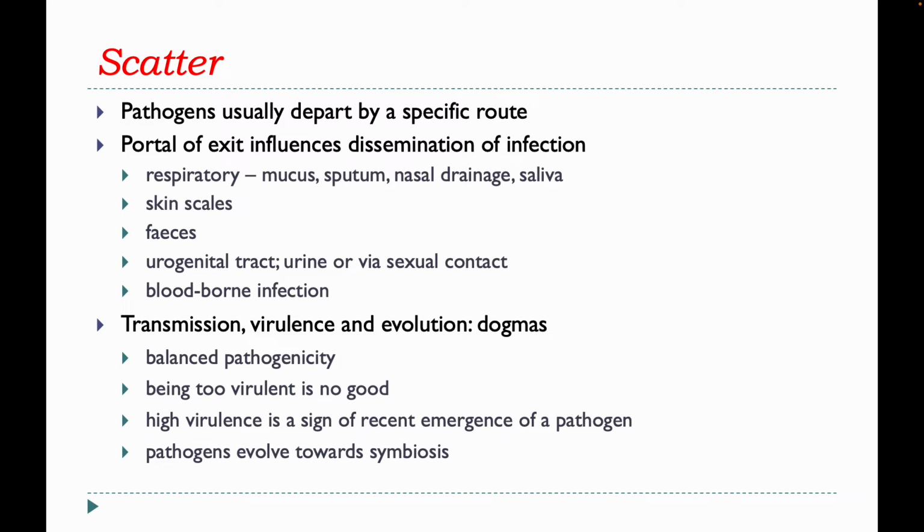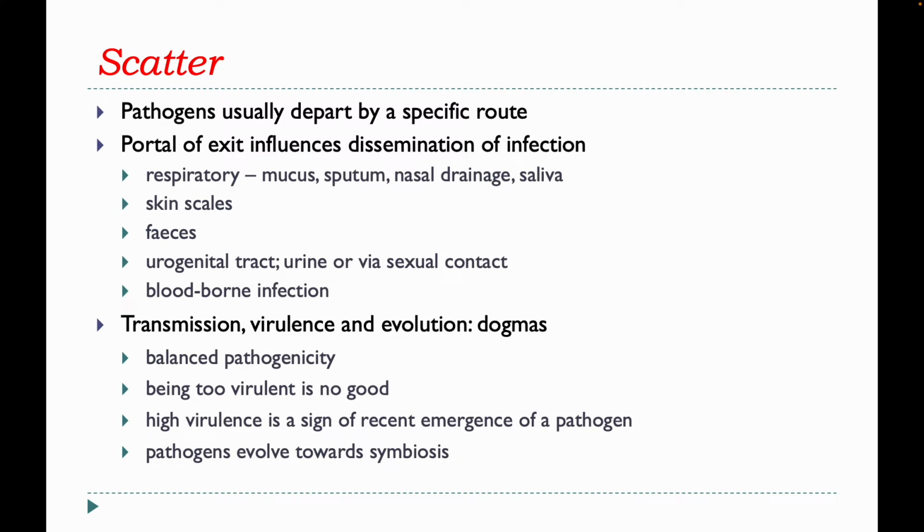And then finally, once you've caused disease, you need to get out of that host and into the next host. So how do you get out? Normally they depart through a specific route, and the portal of exit determines dissemination. So obviously it can be respiratory, it can be on the skin, can be in feces, urinary tract, bloodborne infection.